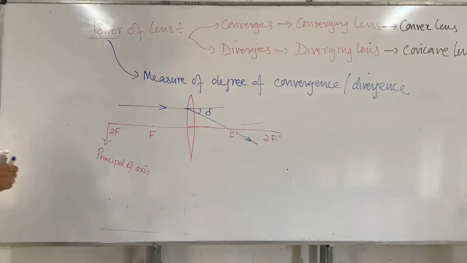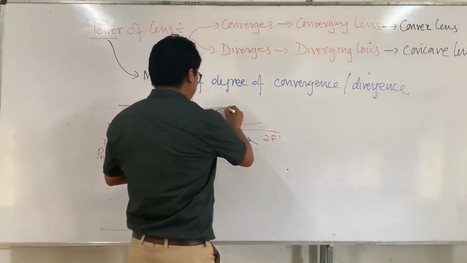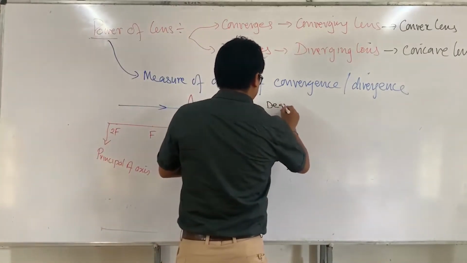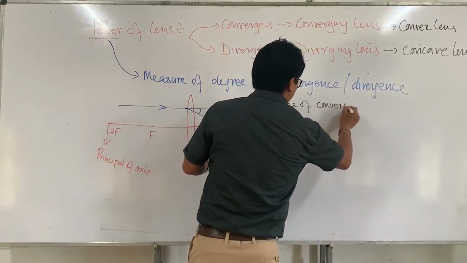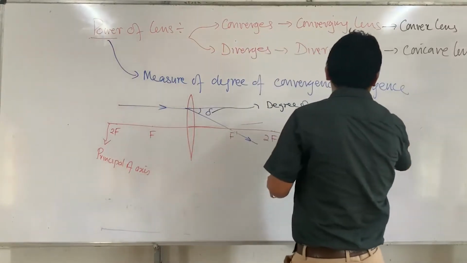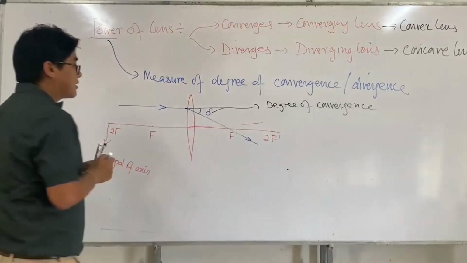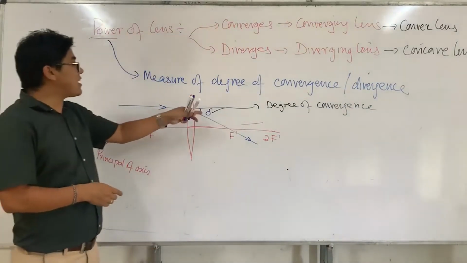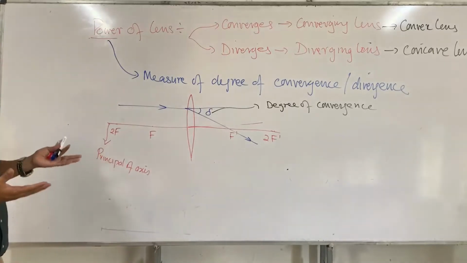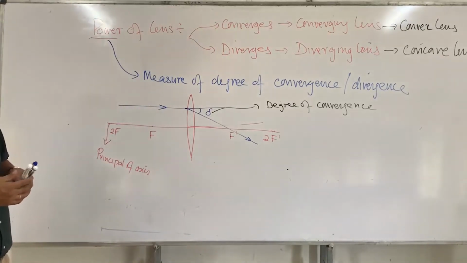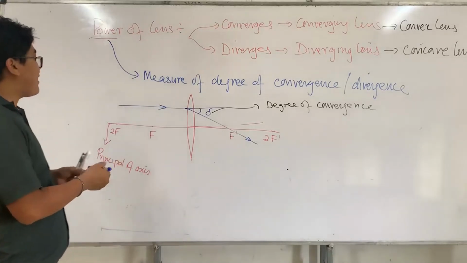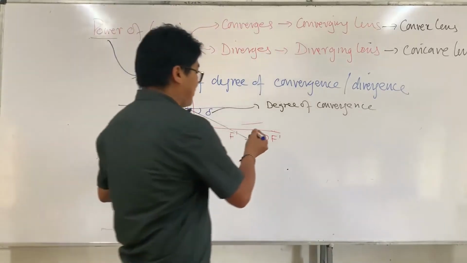This delta is the convergence. This is what we call the degree of convergence. If this degree is more, then the lens has more power. If this degree is less, the lens has less power. And again, we define power as, look here.